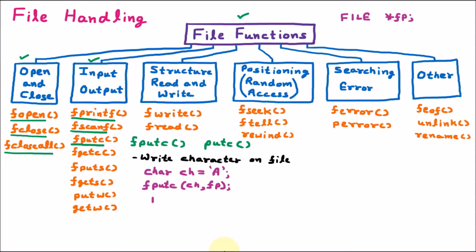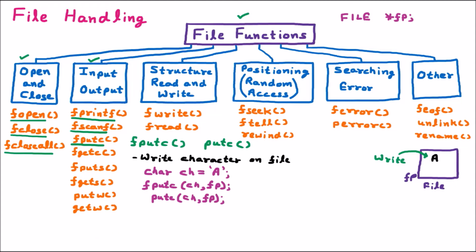Alternatively, we can simply say putc. If we are not using the f, that is fine. That is exactly similar to the previous one. Both are the same. So assume that we have a file which is associated with the file pointer fp. Inside the file, using the file pointer, we are writing the character 'a'. So 'a' is written on the file using the fputc or putc function.